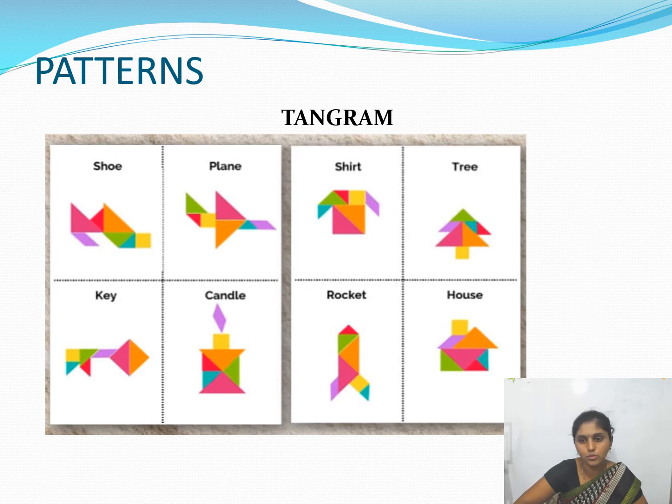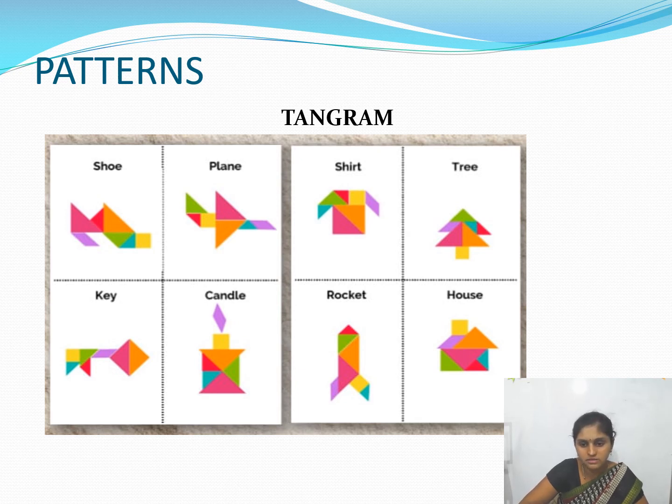1, 2, 3, 4, 5, 6, 7. So here whatever design they have created, they have used only 7 pieces of shapes. Each shape they have created with only 7 shapes. So what are the shapes they have used here? It is a diamond shape, rectangle, triangle, triangle, triangle and triangle, triangle. Here so many triangles are there, only one square and diamond shape is there.